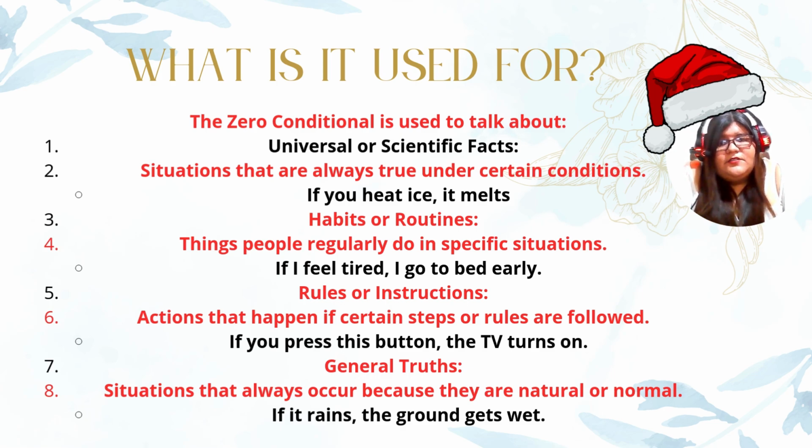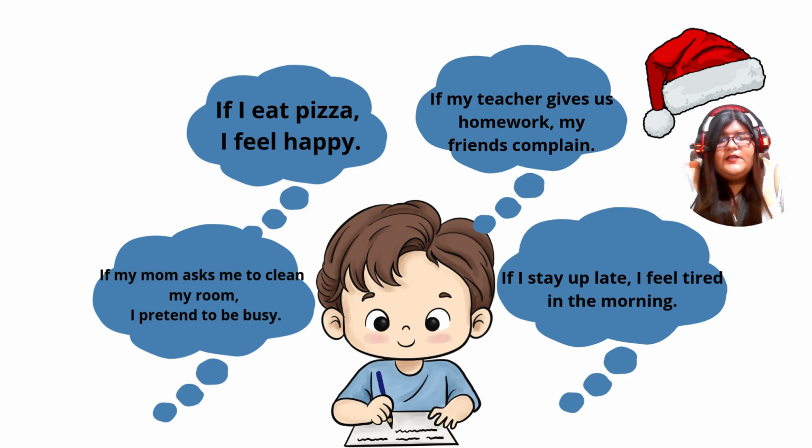Then we have general truth, situations that always occur because they are natural or normal. Nature always does what she wants, right? For example, the example that we have here below. So now, guys, I decided to picture out for you to understand a little bit better this kid, and he's having thoughts with zero conditional plus the simple present.